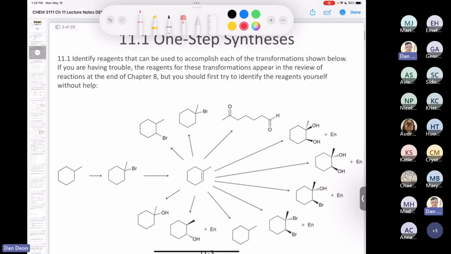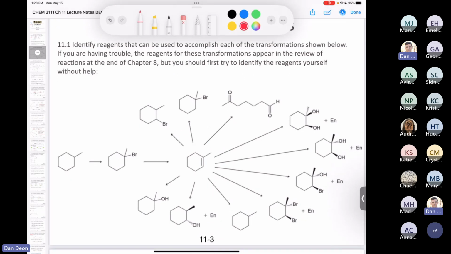So if we go all the way back to our chapter on alkene chemistry, it says here, identify the reagents that can be used to accomplish each of these transformations. And again, if you're struggling with any of these, where can you find more information? It would be in chapter 8. But this is kind of the bare minimum, and I don't mean that in a mean way. This would be kind of the bare minimum of what you need to know in order to proceed into organic chemistry 2, the class you're currently enrolled in.